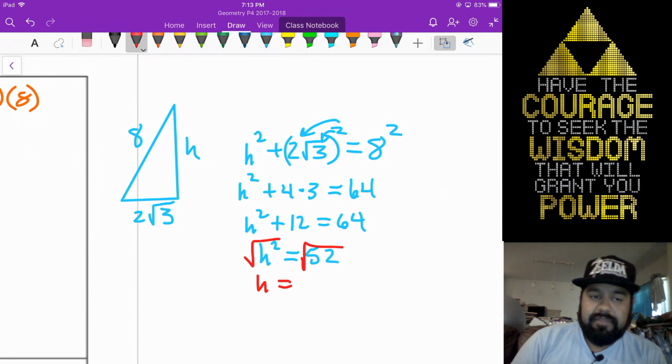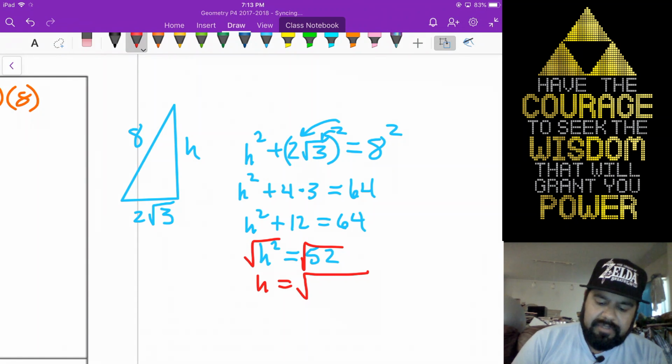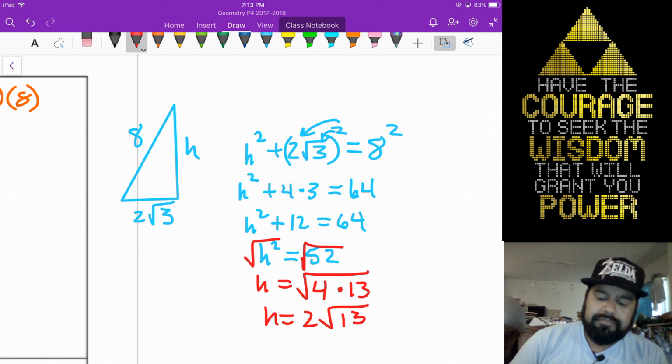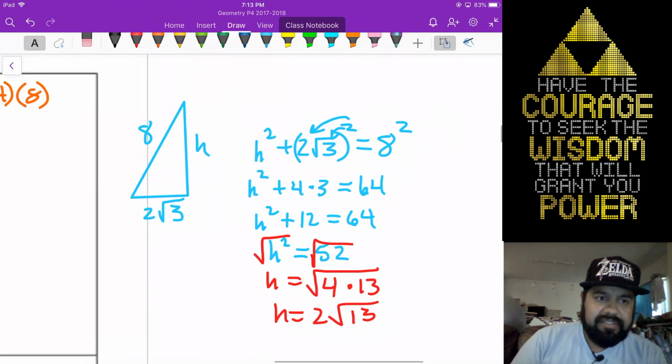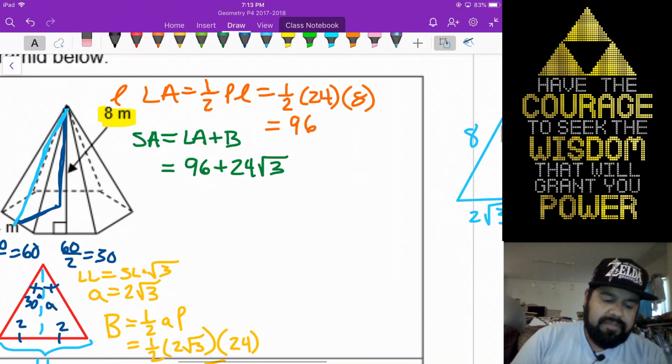So then h is going to equal, let's see, the square root of 52. I think that's 13 times 4. 13, 26, 39, 52. Yep. So the square root of 4 times 13, which I know that the square root of 4 simplifies to 2. The 13 I leave alone. So now, Isaac, using the height right there, we're going to find our volume.